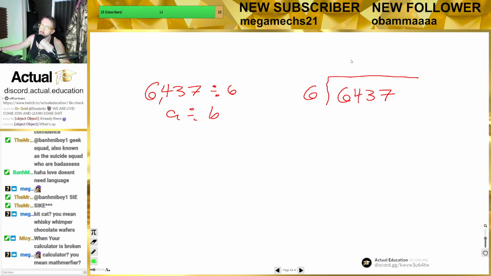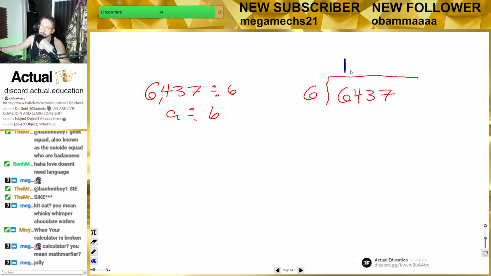Okay, so what I'm going to do is say 6 goes into 6 one time, which means I'm going to put a 1 above this 6. Then you multiply 6 times 1 and put the answer down, which would be 6. Then I do 6 minus 6, so I subtract these two and I get 0.